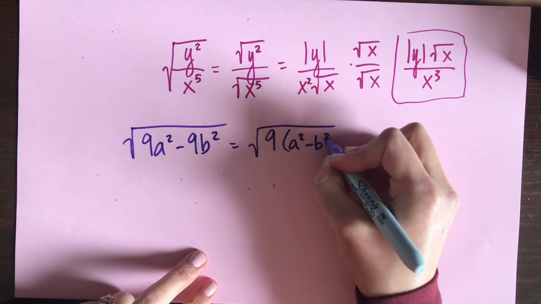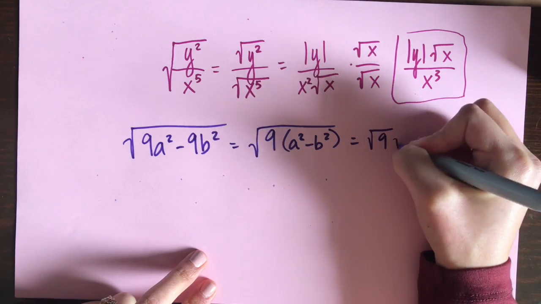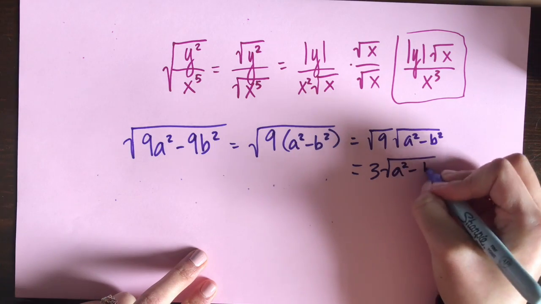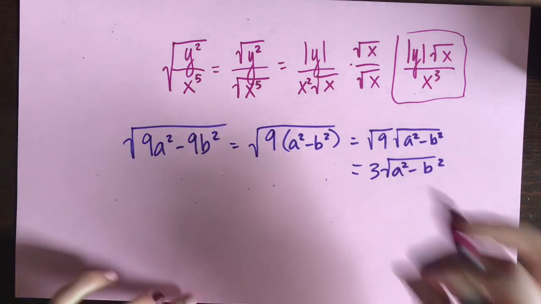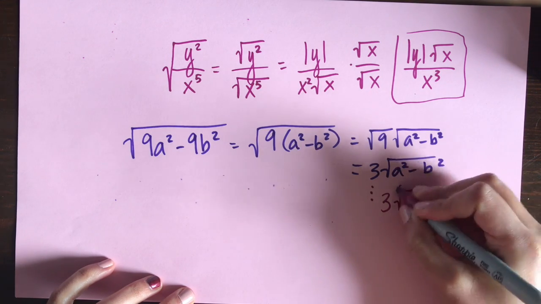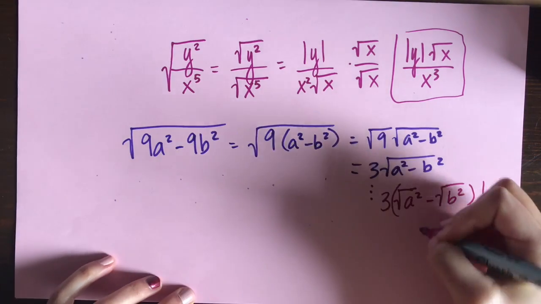So I have the square root of 9a squared minus 9b squared. I'm going to take the 9 to the outside. So it's the square root of 9 times the square root of a squared minus b squared, which is 3 times the square root of a squared minus b squared. Now you may think, oh, I can keep going. I can take the square root over a squared and then subtract the square root of b squared.